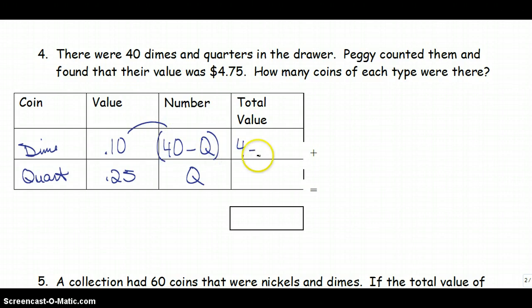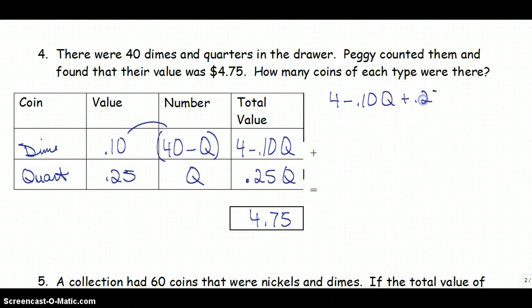So when I distribute, I have 4 minus 0.10Q plus 0.25Q is equal to $4.75. Solve my equation. Have 4 minus 0.10Q plus 0.25Q is equal to 4.75.